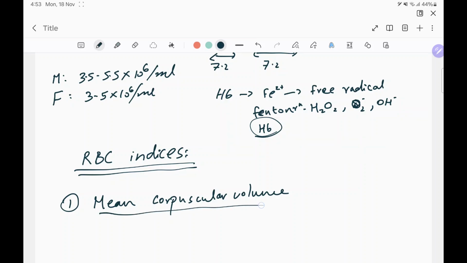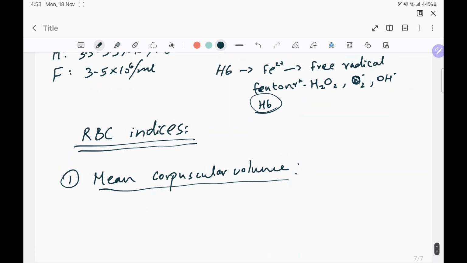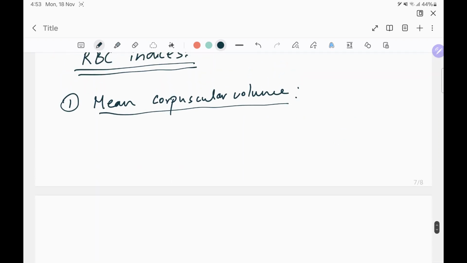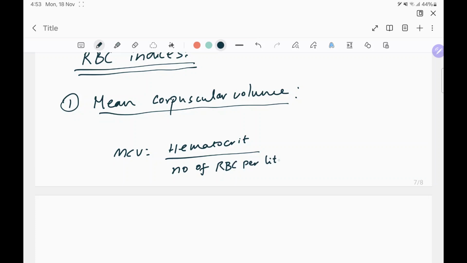Now, this is the average volume of one of your RBCs. If you take an RBC from your circulation, there's a chance that the RBC's volume should be somewhere close to this number. So how do you get this number? There's a formula. You take the hematocrit. MCV, mean corpuscular volume, is equal to the hematocrit divided by the number of RBCs per liter, not per ml, per liter over here.